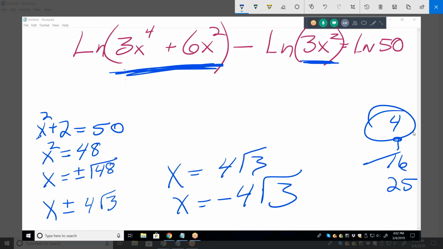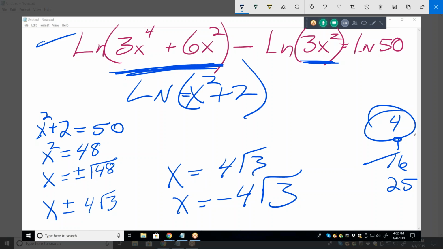Now, one cautionary note. This and this are not exactly the same. We pretend that they are, because dividing the two arguments gives you x squared plus 2.